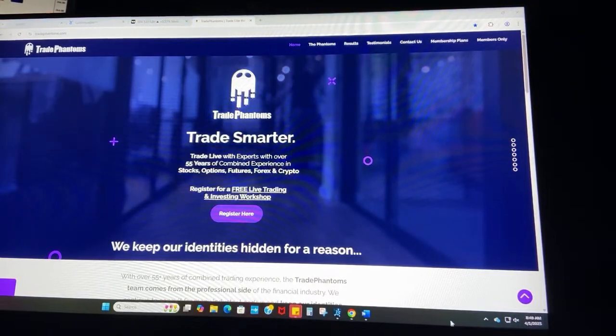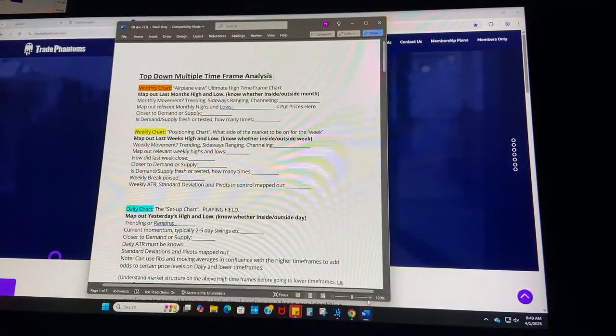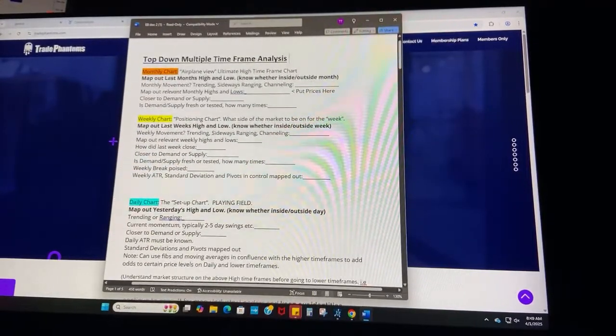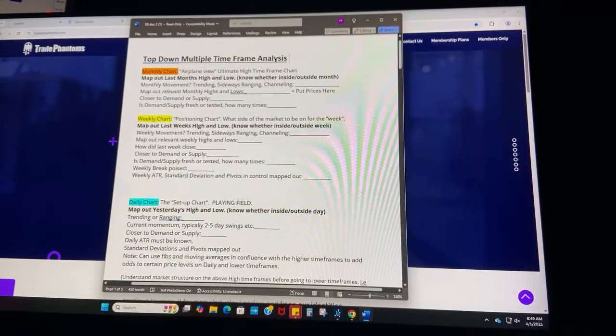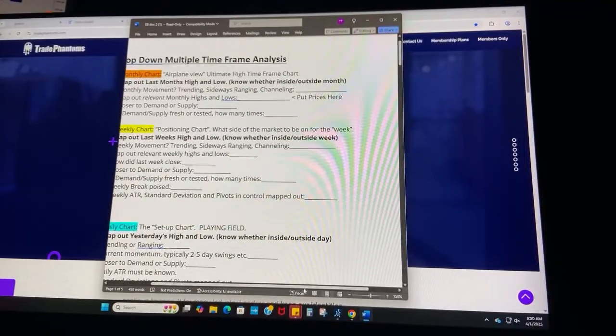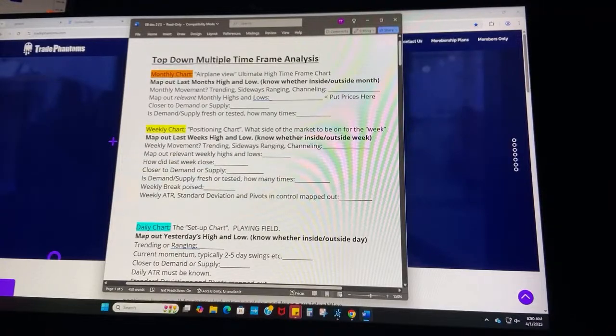Anyways, just real quick for folks that are just visiting the channel, TradePhantoms.com backdrop, how we trade is institutional demand to institutional supply, starting from a top-down multiple time frame approach, multiple time frame analysis: monthly, weekly, daily. New month, right? March is over. So make sure you are mapping out last month's high and last month's low on the products that you are trading, Forex, stocks, futures, options, crypto, whatever it is that you're trading. Make sure you're mapping out how that candle closed on the monthlies.